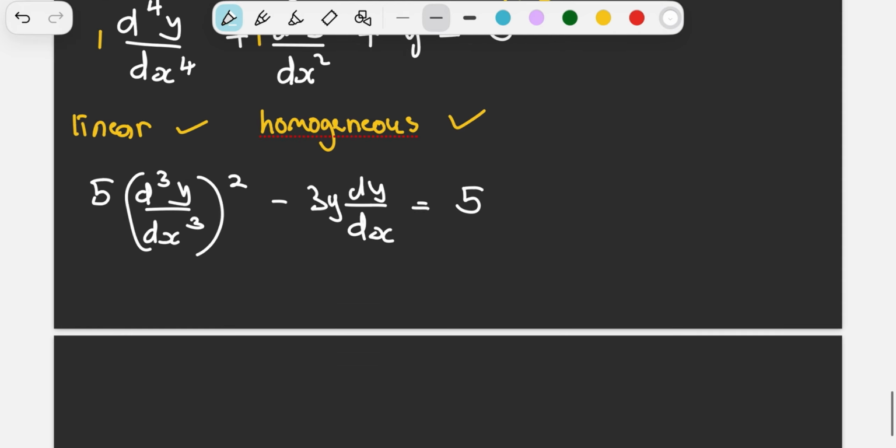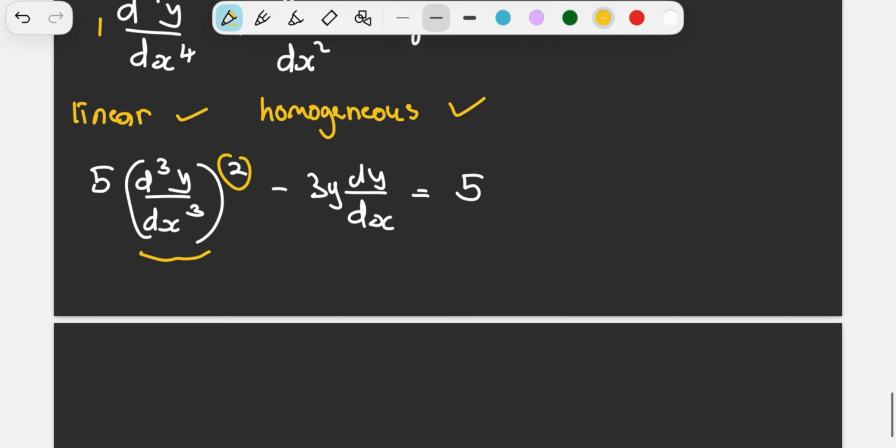If you look at this, this is basically squared. So the power of the derivative is not actually 1. So this means this is non-linear. And you see also here, the coefficient of dy dx is actually 3y, so it's still non-linear. But if you look at this, the term independent of y is actually equal to 5, which is not equal to 0. So it is non-homogeneous.